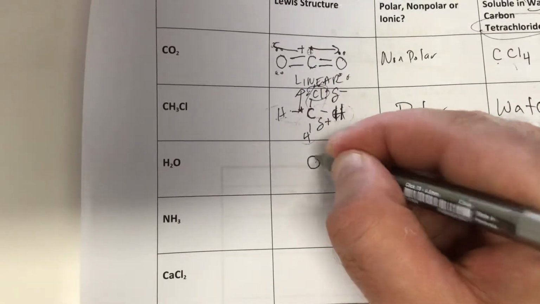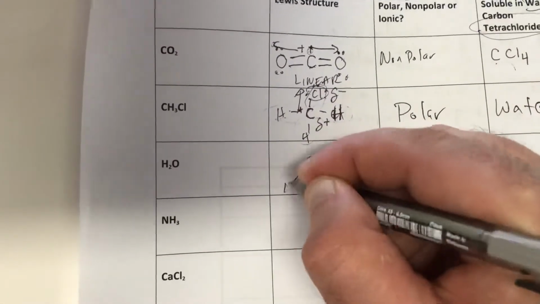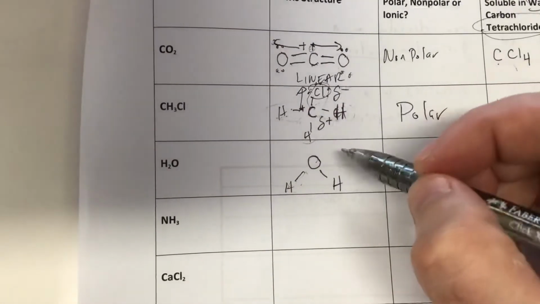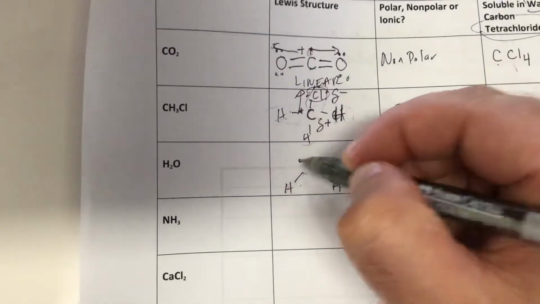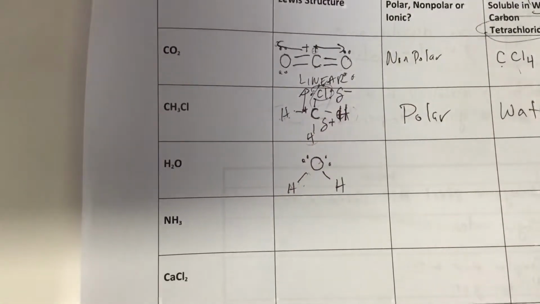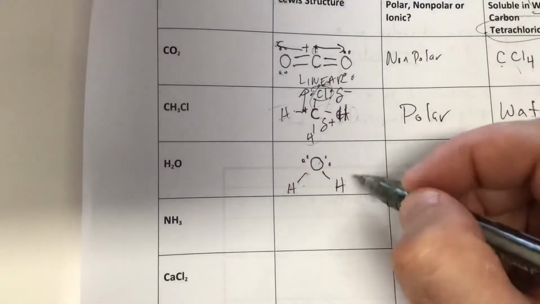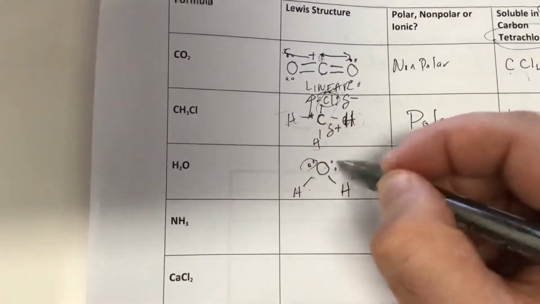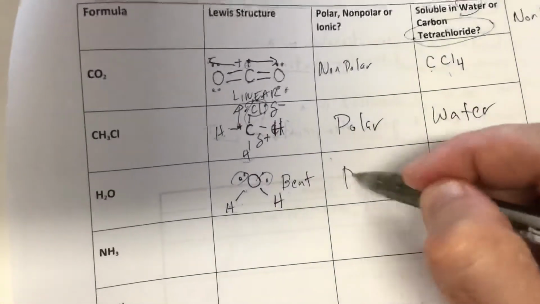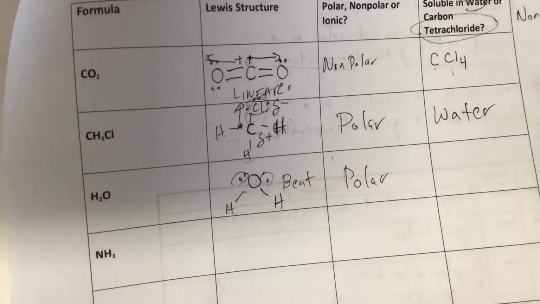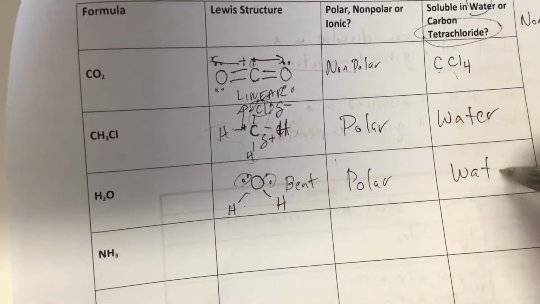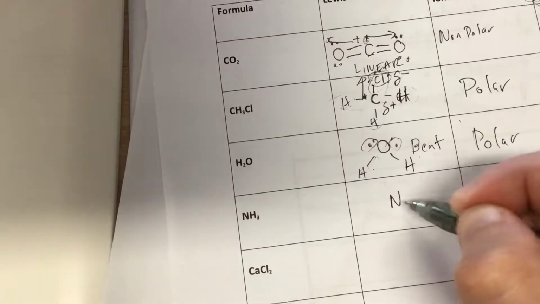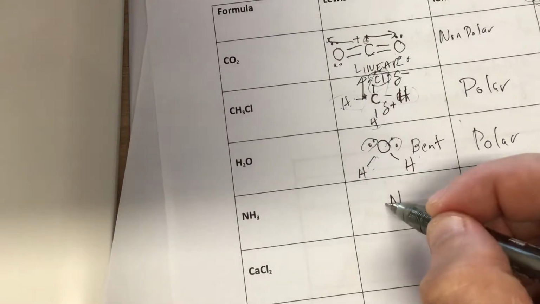Okay, classic example, water. It looks like this. Hydrogen is 2, then 1, 2, 3, 4, 5, 6, 7, 8. There we go. Water is this classic bent shape because of these lone pairs of electrons. It is absolutely polar, and so it dissolves in water. Water dissolves in water. NH3. Nitrogen has 5.